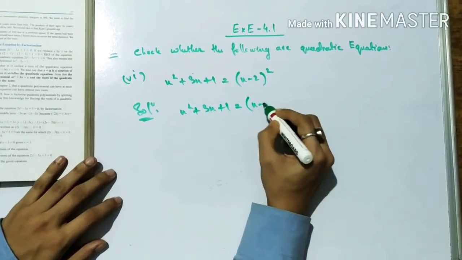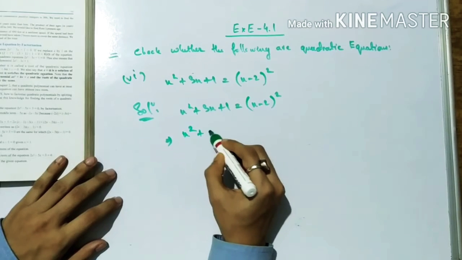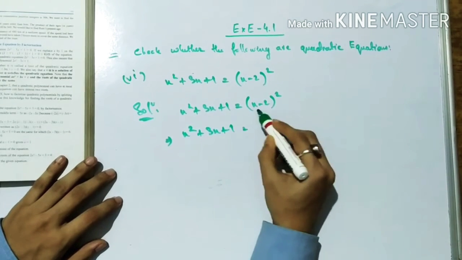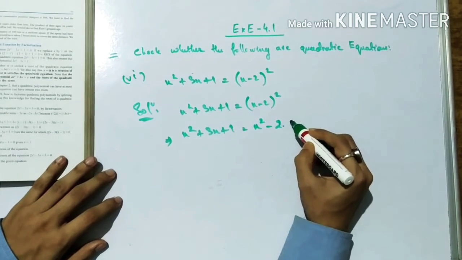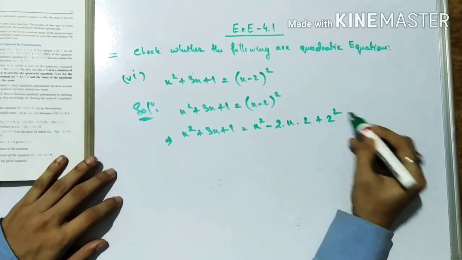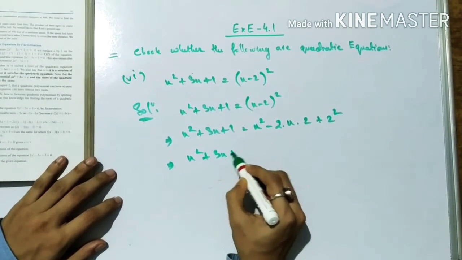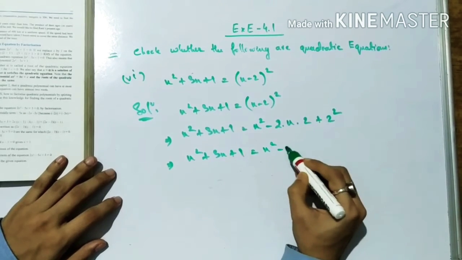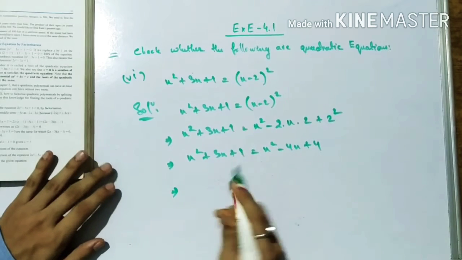Let me write the question one more time. Now I will do x square plus 3x plus 1 is equal to, breaking this with the formula, x square minus 2 into x into 2 plus 2 square. So ultimately I will get x square plus 3x plus 1 is equal to x square minus 4x plus 4. Everything, let me bring to the left hand side.